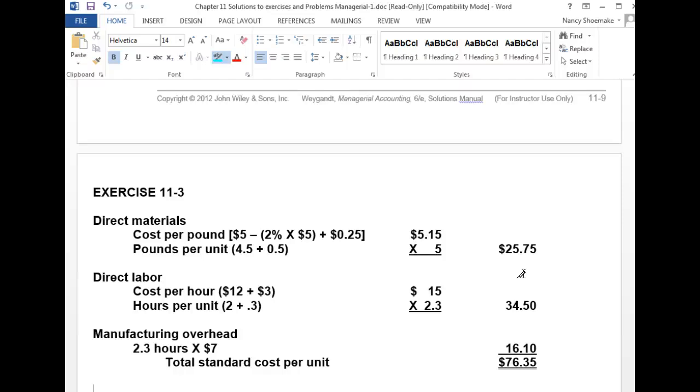Now next, our direct labor, we've got to add our cost plus the fringe benefits, and then we need to add how many hours it takes per unit times our setup. So $15 times 2.3 gives us our direct labor standard. And then our overhead is going to be based on 2.3 hours at $7 an hour, which is our manufacturing overhead, to come up with a standard cost of $76.35, isn't it?